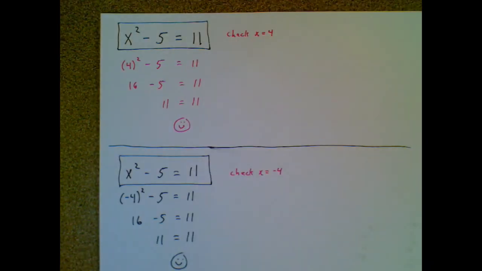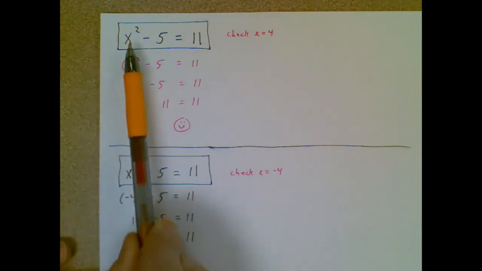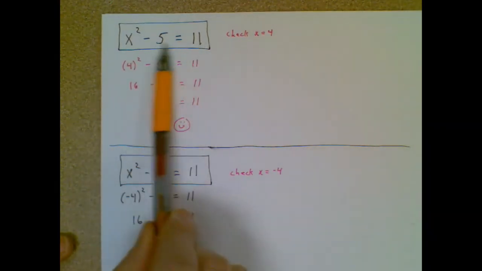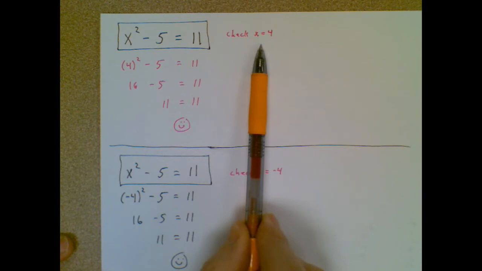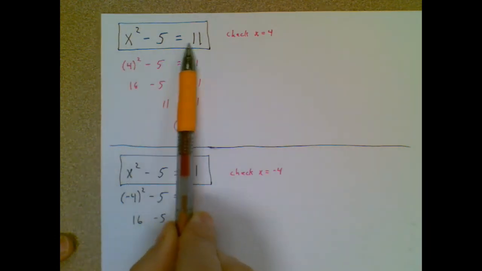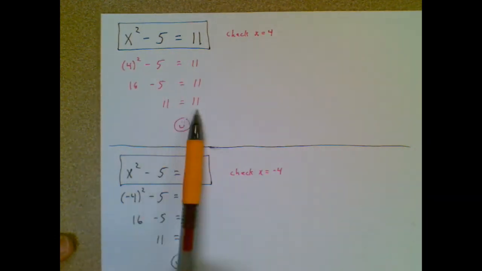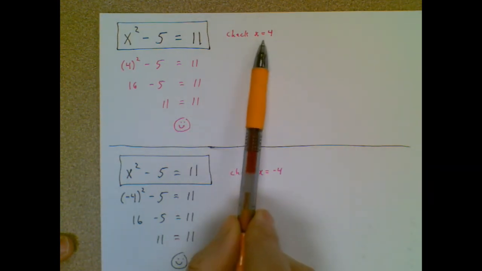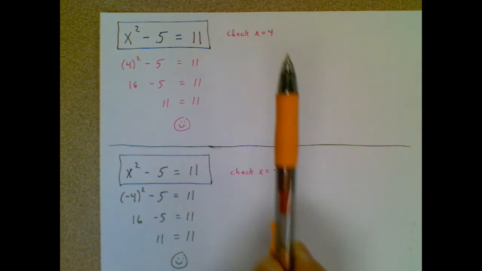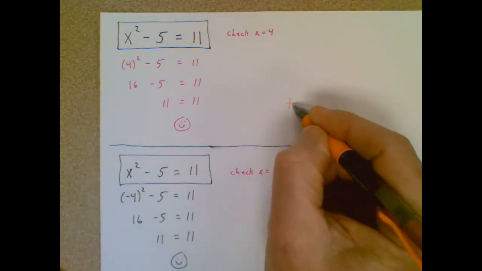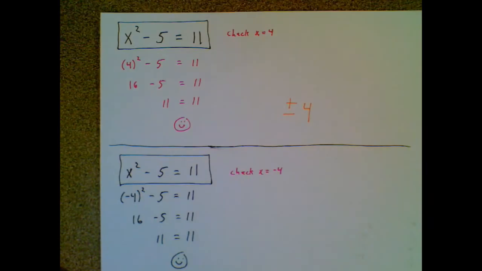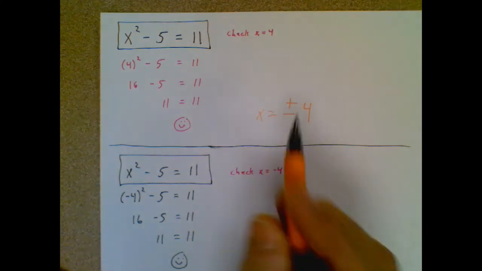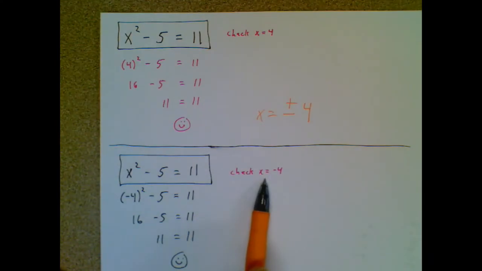As you know, you can always check your answers from equations by plugging back into the original equation. So one of our answers was x equals 4. If I plug x equals 4 into this equation, I eventually get a true statement that makes me happy. I know x equals 4 is a good answer. But remember, the answer we got was plus or minus 4, which we said means x equals positive 4 and x equals negative 4. Actually, 2 answers in one.